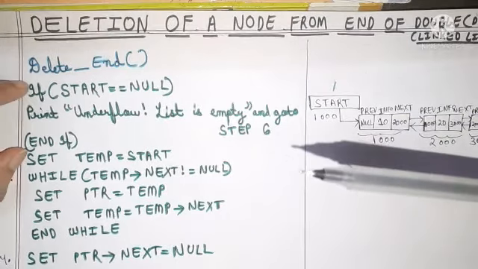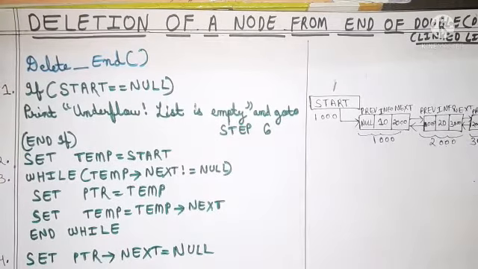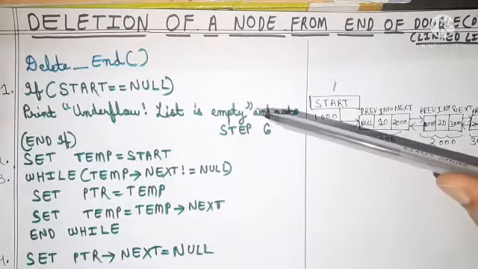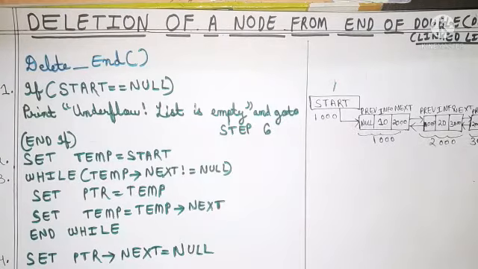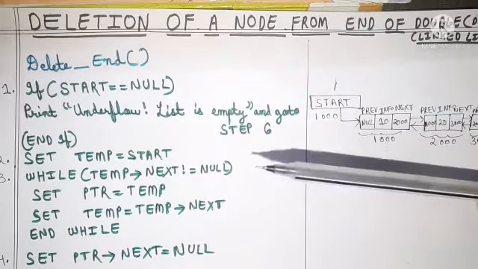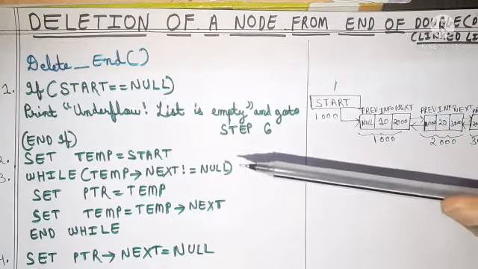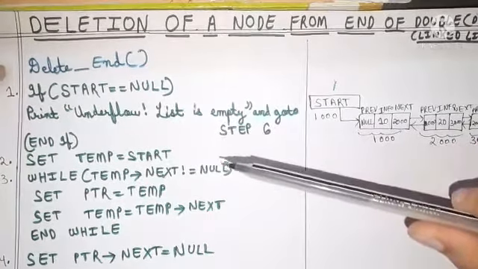Then this particular statement, if start equals to null, checks whether our list is empty or not. If our list is empty and still we want to perform the deletion operation, then definitely it will give us the underflow condition. This particular statement we have seen in the previous videos also.